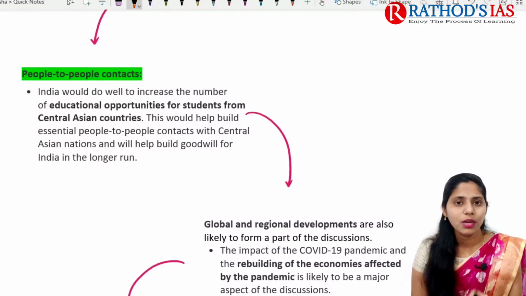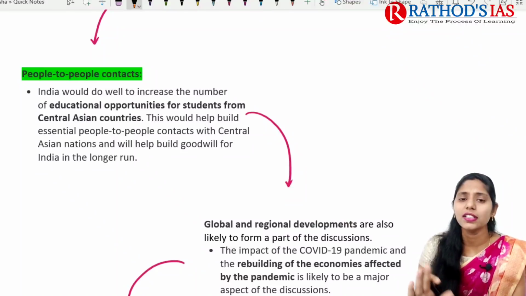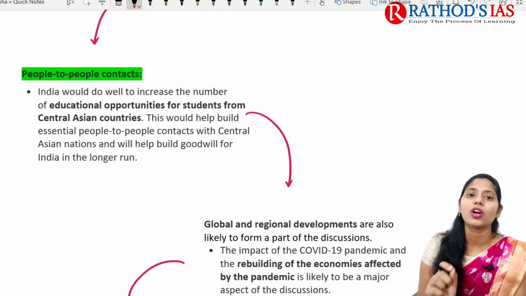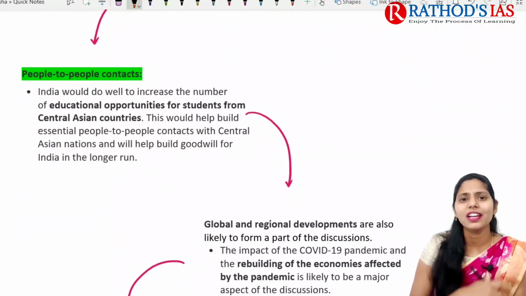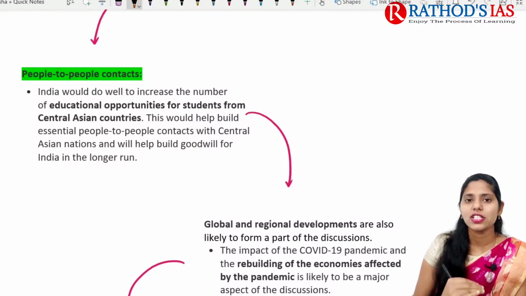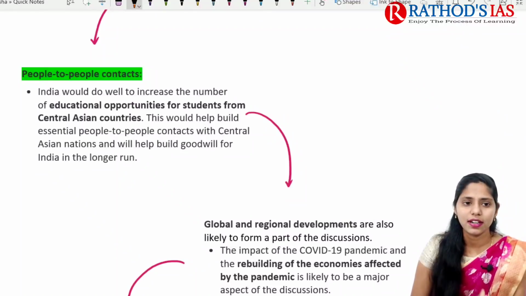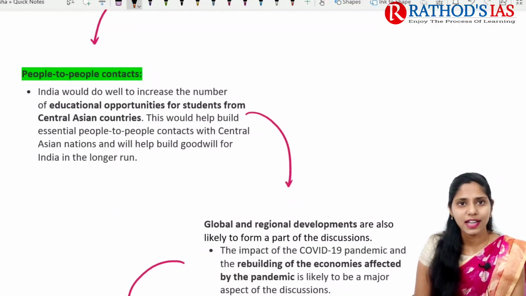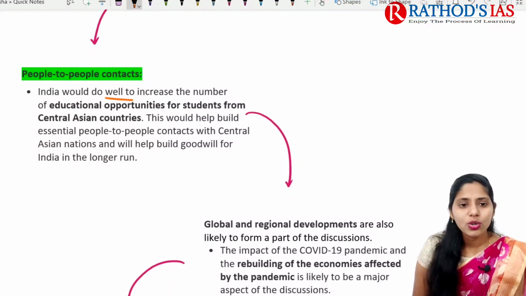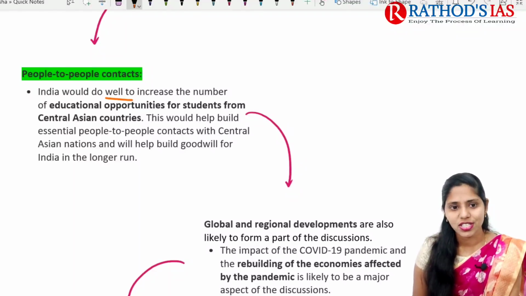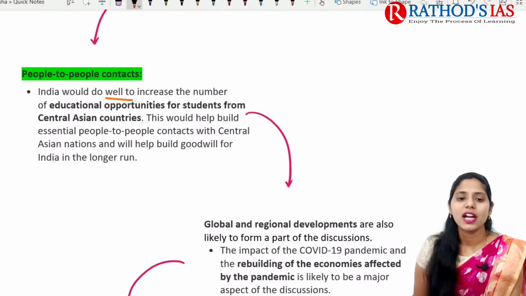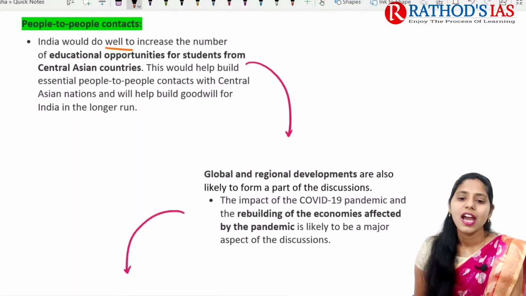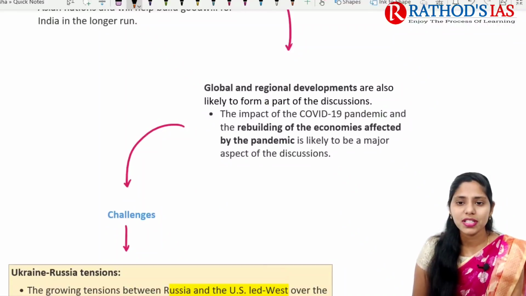So one thing you need to keep in your mind is, whenever you are writing any answer regarding India's relationship with another country, you need to talk about the diaspora. Okay, diaspora is very important, and this is the common point that you can write in all answers regarding international relations when you are talking about the relationship between India and another country. So you need to talk about people to people contact and the Indian diaspora. Okay, so India would do well to increase the number of education opportunities for students from Central Asian countries, and we can also build good people to people contacts, such that it will be helpful for goodwill in the long run. And next one is global and regional developments.